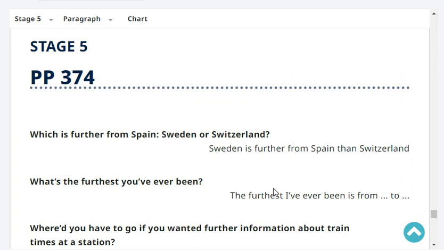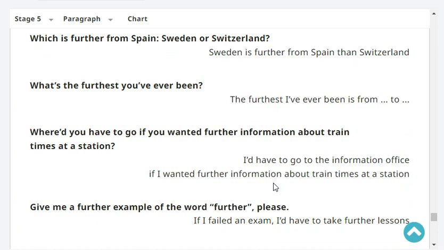Sweden is further from Spain than Switzerland. What's the furthest you've ever been? The furthest I've ever been is from Japan to Dubai. Very good.